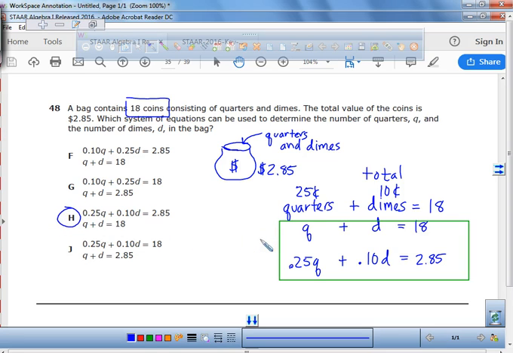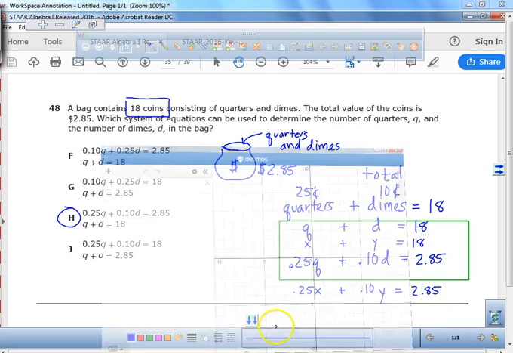So this one actually didn't require you to solve. Now I'm going to show you guys how to solve it using Desmos. But we can't use Q and D in Desmos. What can we use? All right, so let's just make X the quarters and Y the dimes. I'm going to show you guys how to use Desmos real quick. We're just going to type it in literally exactly as it is. So we have X plus Y equals 18, 0.25X plus 0.10Y equals 2.85.